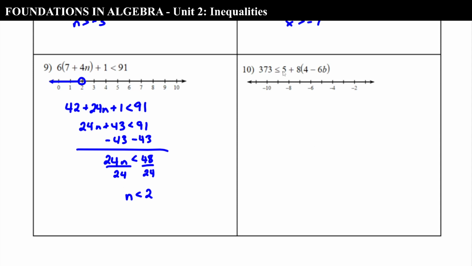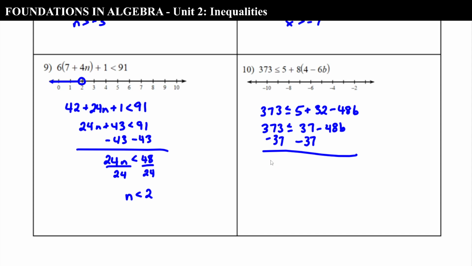And then finally, number 10. We have something to distribute, so we'll do that first. 8 times 4 gives us 32. 8 times negative 6b gives us negative 48b. We're going to combine our like terms. 5 plus 32 gives us 37. Now we're going to subtract 37 from each side.